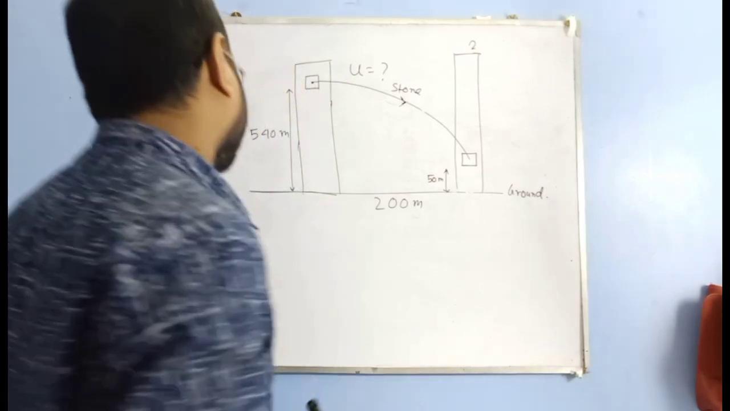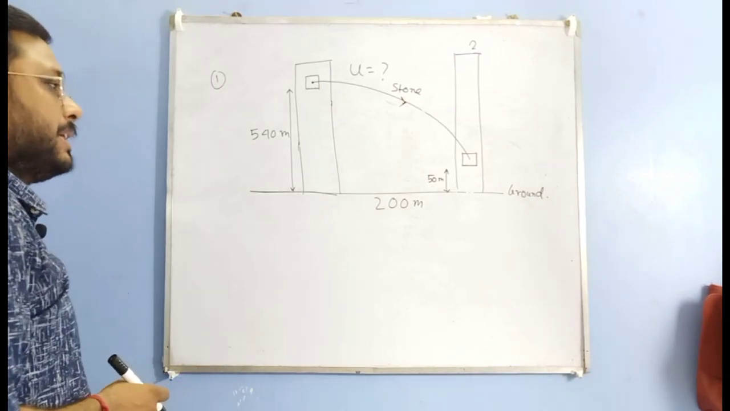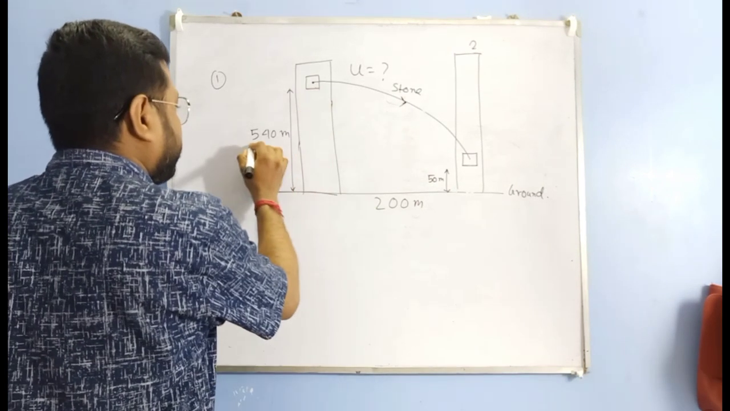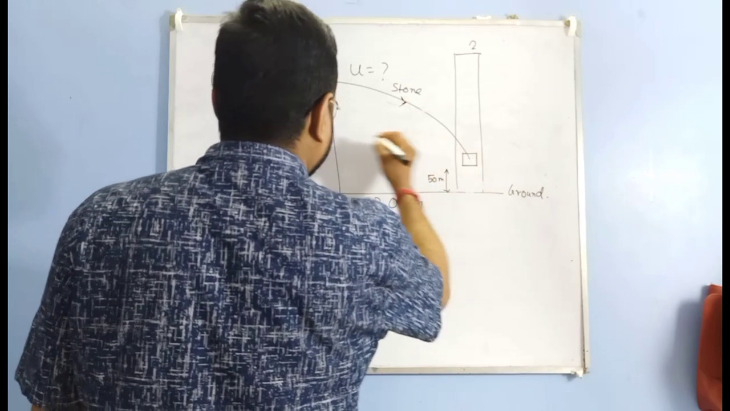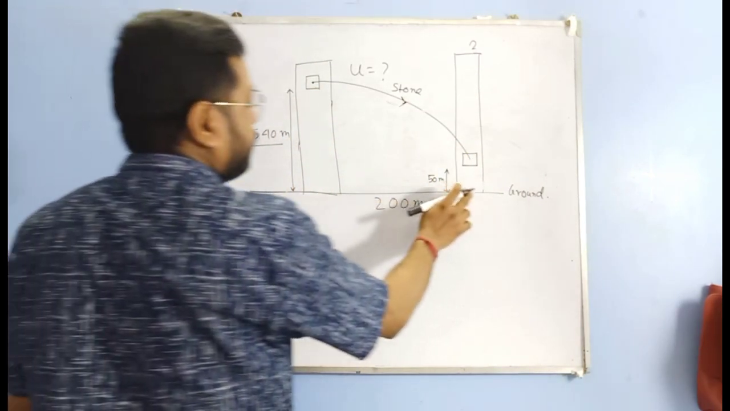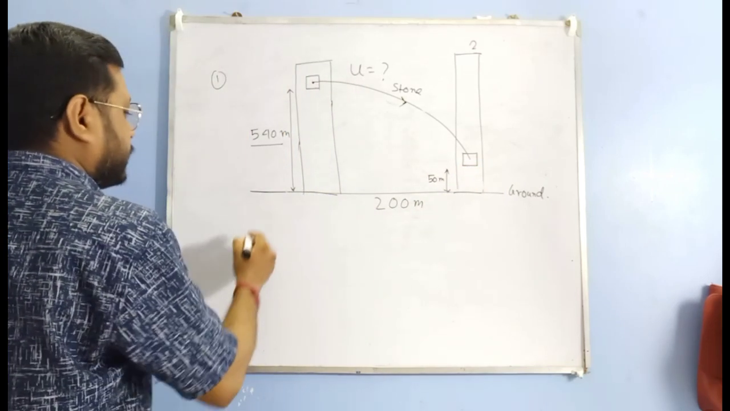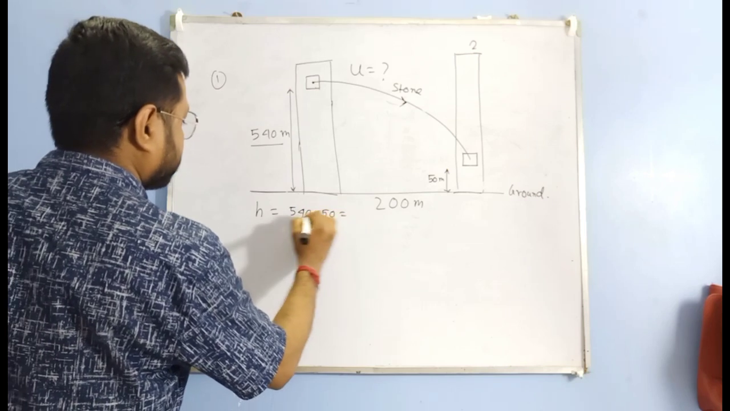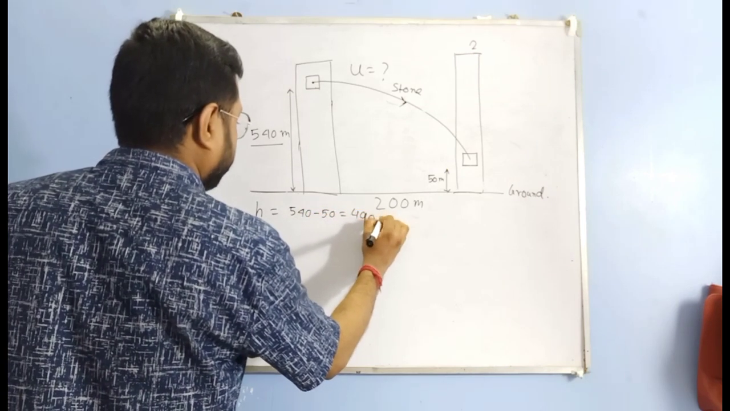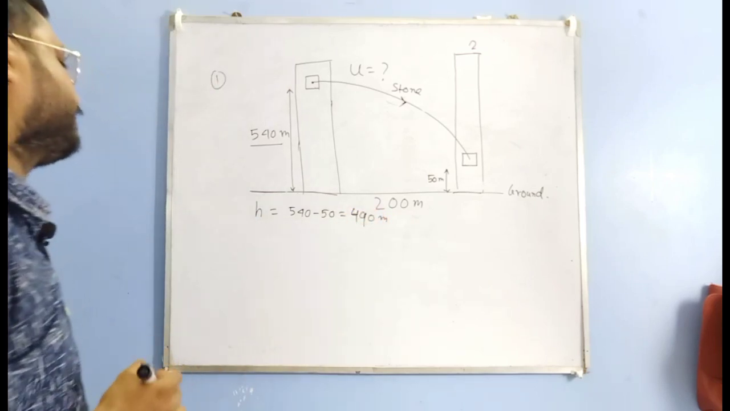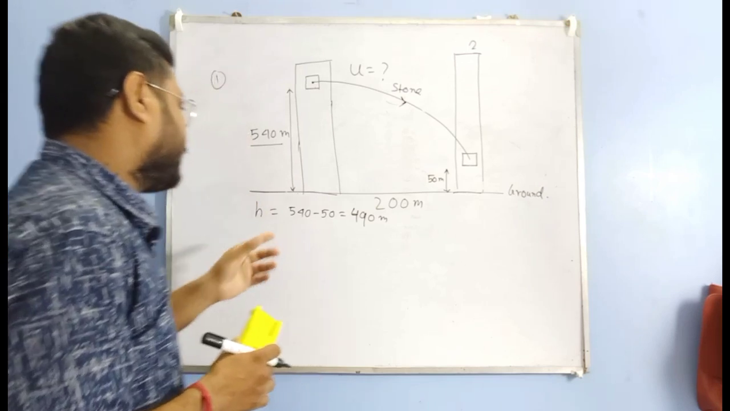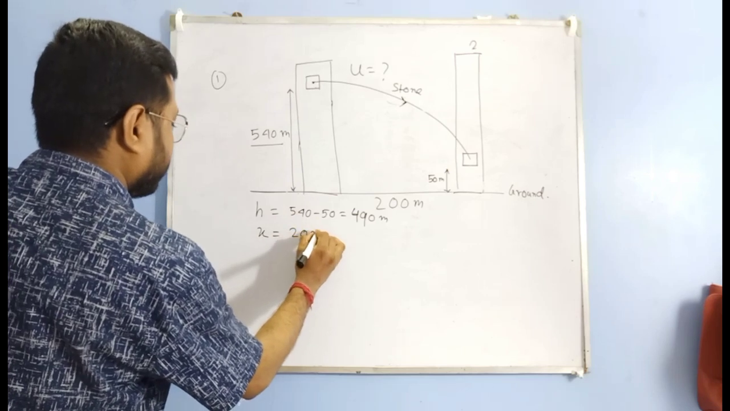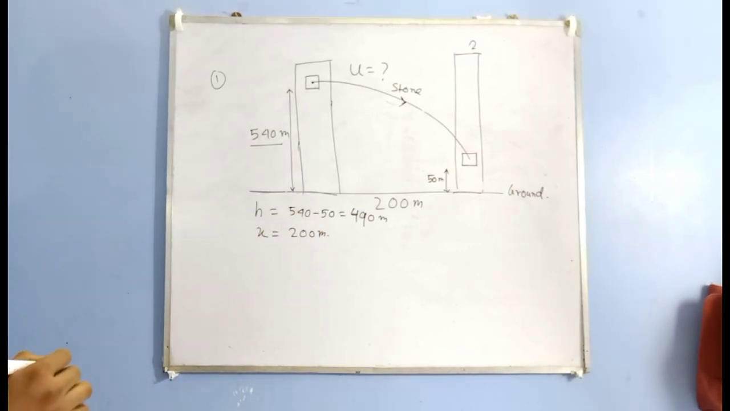So here, what is the value of h? We can find out at first the value of h. As the first window is 540 meter from the ground and the second window is 50 meter from the ground, the resultant h is 540 minus 50, that is 490 meter. H becomes 490 meter. And here x, or r, is given as 200 meter. So you can find out the value of u.